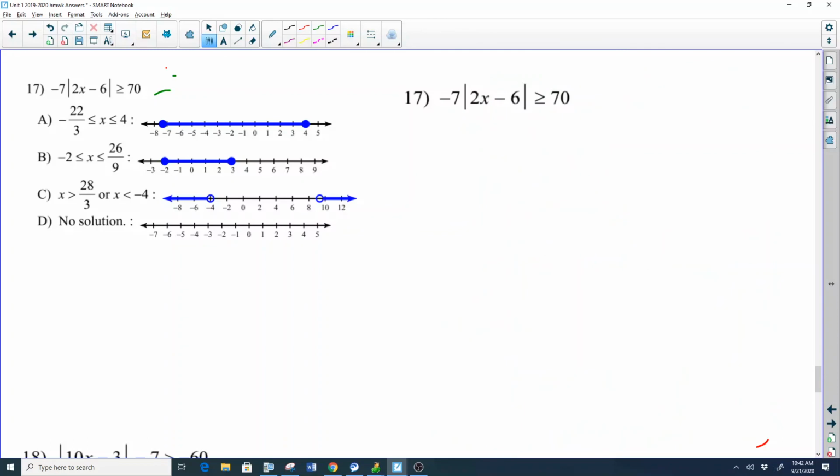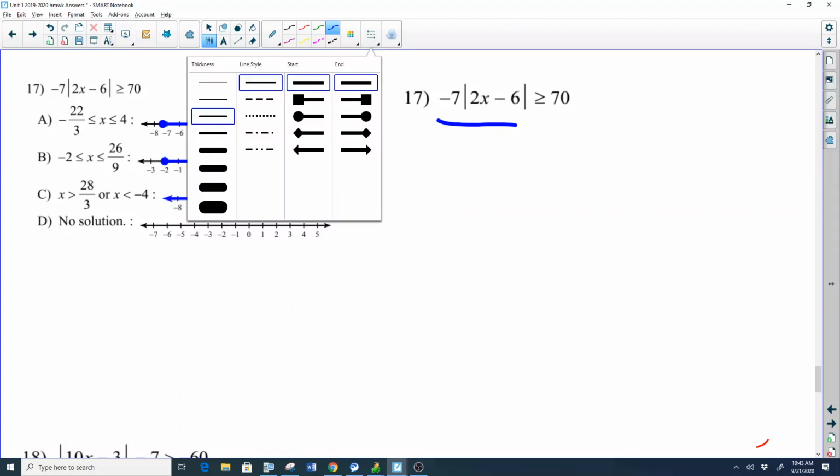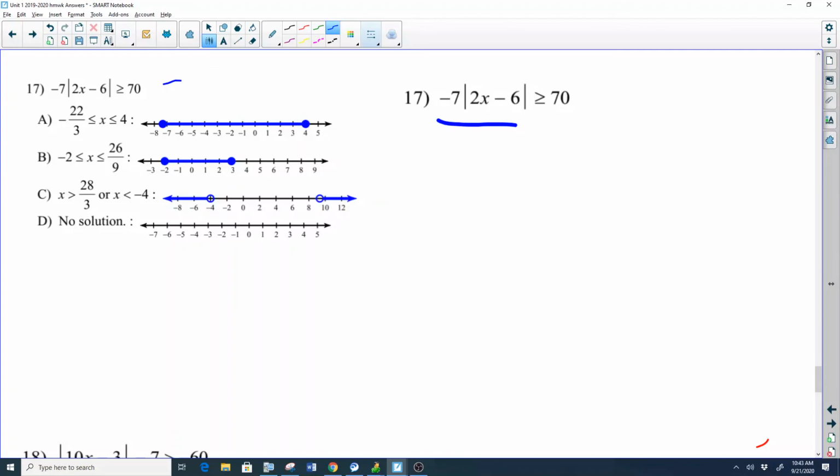Okay, hi, welcome. This is number 17. I made some mistakes, and so I fixed my mistakes for this video, starting now. So again, we want to divide by a negative 7 first. So we're going to go ahead and divide. Here we go. So divide by a negative 7.